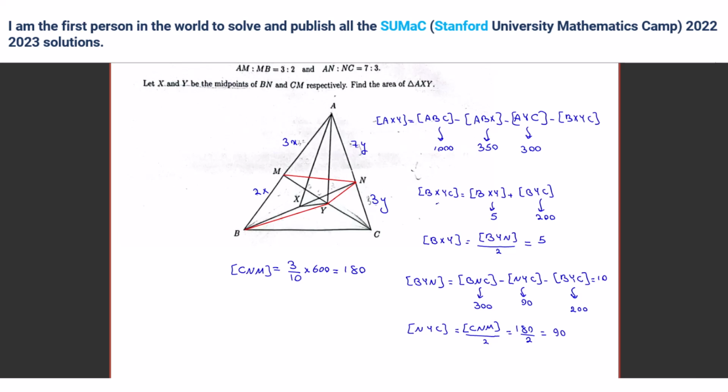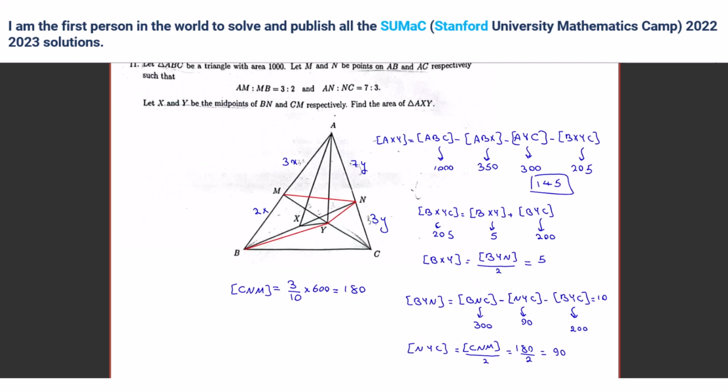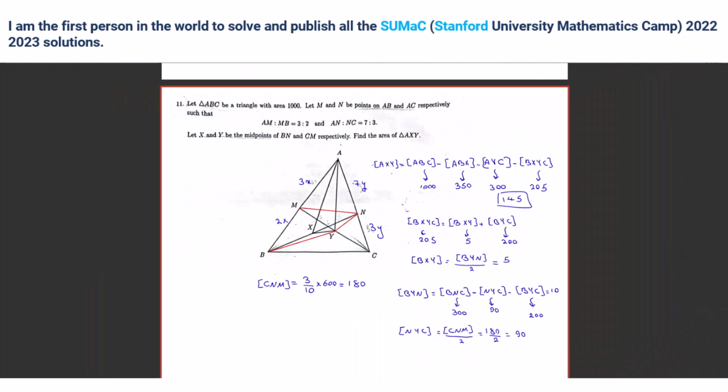BXYC is what then? 205. Yeah, it's 205. So minus, 855. So it's 145. 145, let's check. 855, 45, yes. 145. So look, this was not an easy problem, okay? Because for this part, you should try to find this.